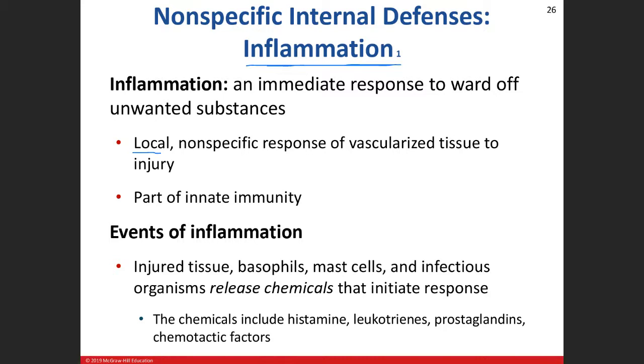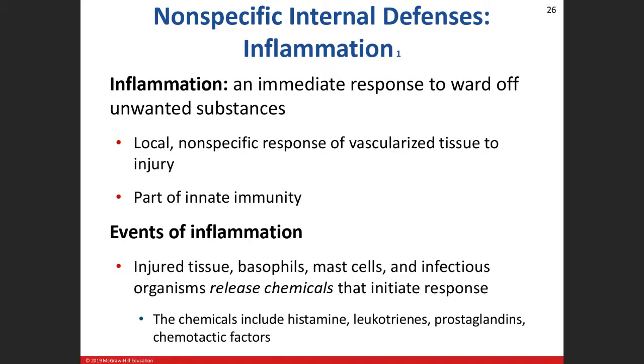Again, it's also part of the innate immune response, so it is non-specific, all right? And this is what happens when we have some sort of vascularized tissue injury. We have to involve blood vessels in this, okay? So, in short order, here's what happens. We injure the tissue. These cells move into the area, and then they release their chemicals and they initiate the immune response, which brings in a whole bunch of other cells. That's basically what inflammation is.